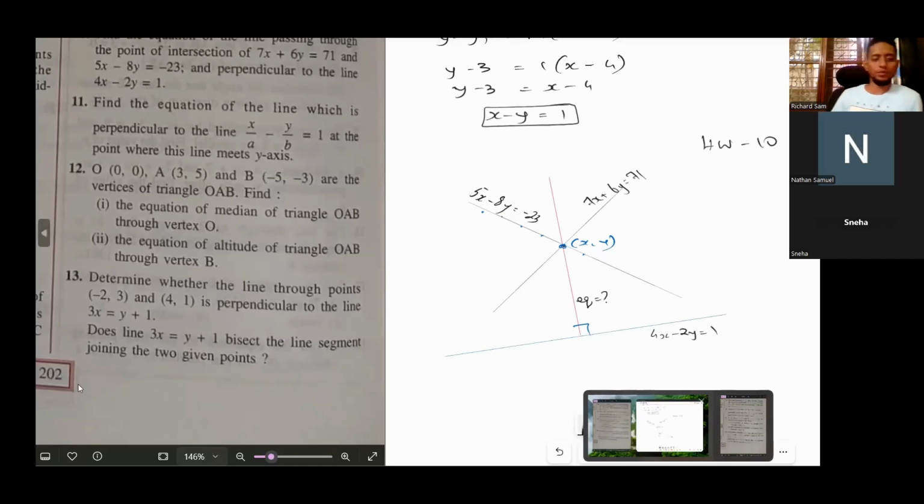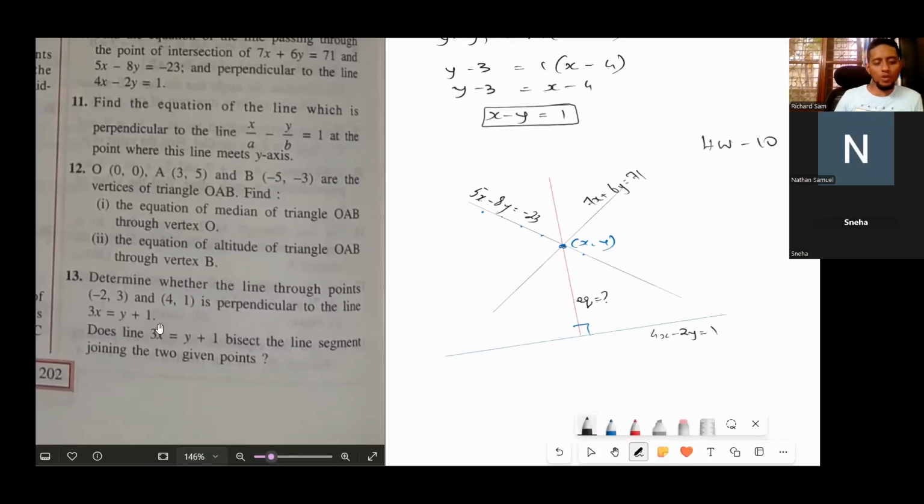And look at the 13th also. Determine whether the line through points this and this is perpendicular to this line. How will you do that? Yeah, find both their slopes. Here, with the 2-point formula you can find their slope. Here, how will you find the slope for the second line? Convert to y-intercept form, find the m, and check if they are perpendicular.